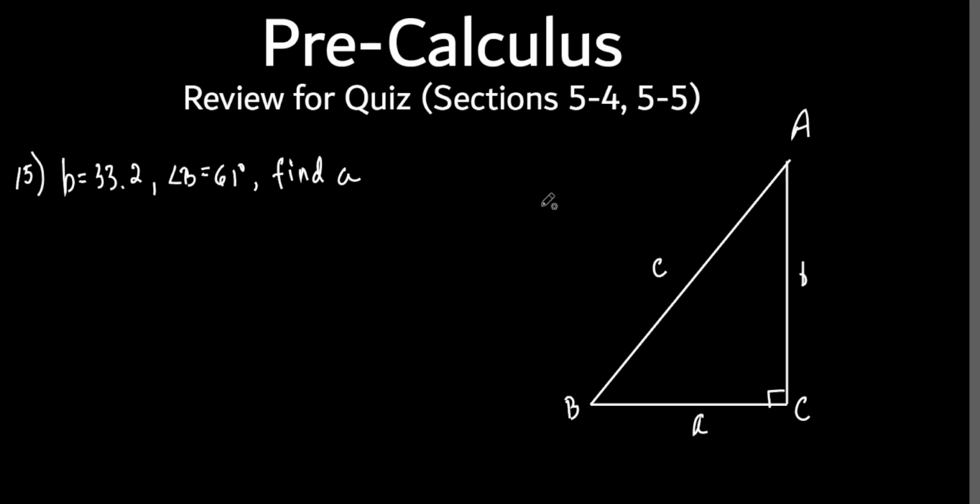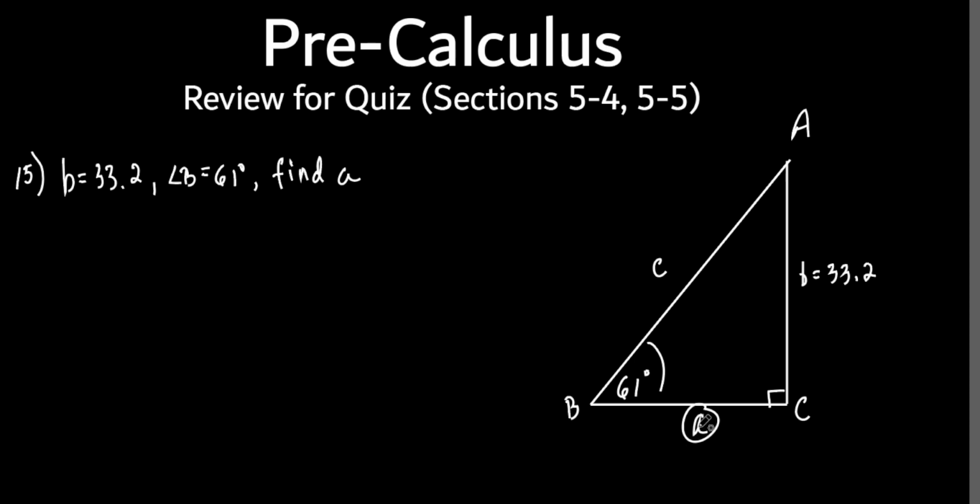So this is the only stuff from 5-4, is this situation right here. All right, so what's this going to be? Let's put it in here, 33.2, and then find A. So that's what we're solving for right there. And angle B is 61 degrees. There you go. It's pretty basic trig ratio stuff, trig function stuff.